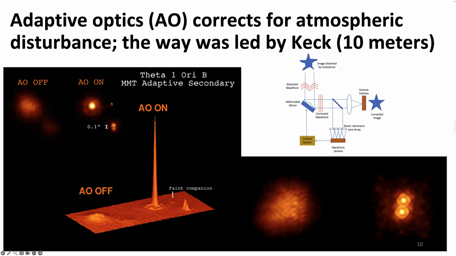And so we see some examples here. If we turn the adaptive optics off, we see fuzzy light. It's hard to discern what's going on. Now we turn on the adaptive optics to correct for the atmosphere, and we see there are really three objects here. There's this one and a pair here. And here it is in a three-dimensional depiction.